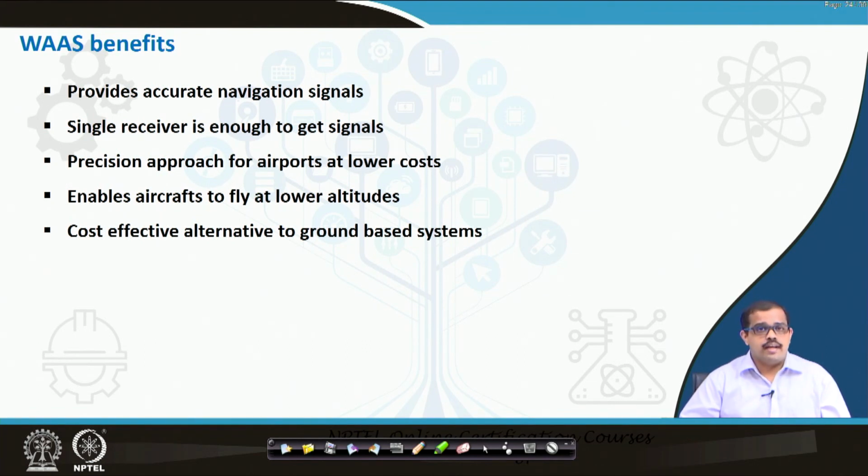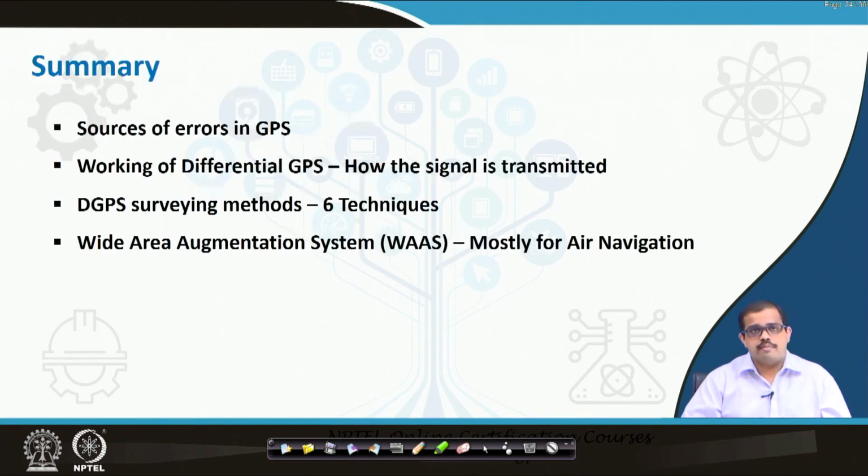It enables aircraft to fly at lower altitudes, so that they can be tracked easily. Also, it helps in tracking even at lower altitudes, and is a very cost effective alternative to ground based systems. Ground based systems always have these issues of corrections and errors, but this is a very cost effective solution, in that you do not need ground based stations, so the error is minimized and also the cost is minimized.